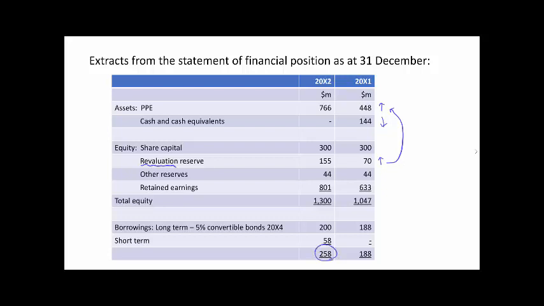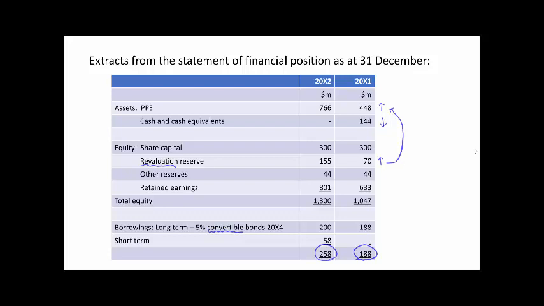A little bit further down, we do also have some additional borrowings this year, a total of 258 compared to 188, but most of these are short term and so wouldn't be included ordinarily in our capital employed part of the ROCE calculation. And the long-term borrowings are convertible bonds. So in actual fact, I suspect that this increase is more to do with providing for the interest that would be due and the convertible element, the liability element of that.